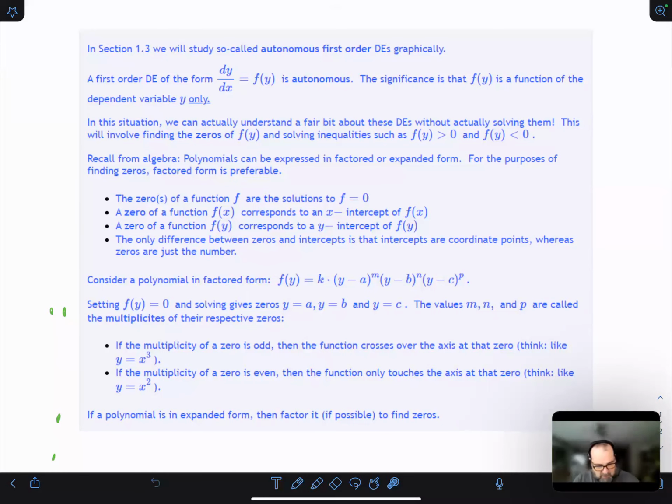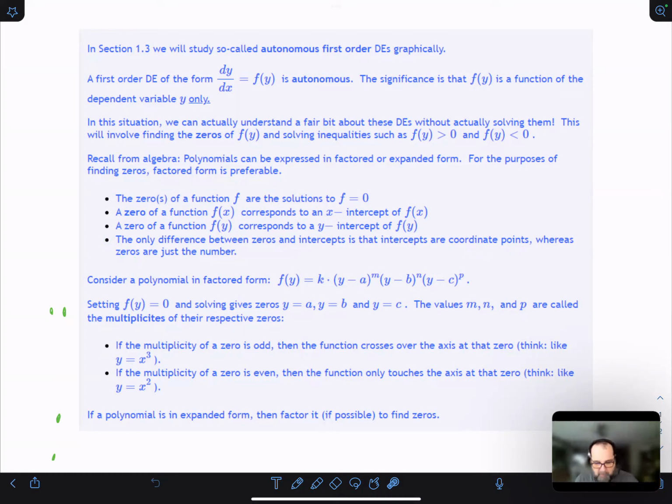Just a quick note on terminology here. There's really very little difference between zeros and intercepts. The only technical difference is that intercepts are typically thought of as being the coordinate point at the intercept, whereas the 0 is just the value on the axis at the intercept. So what we're really talking about here are the zeros.